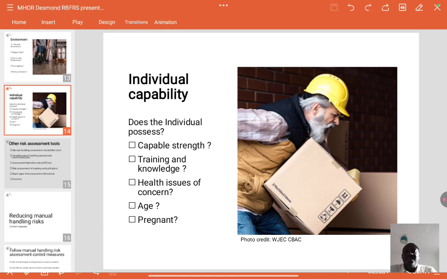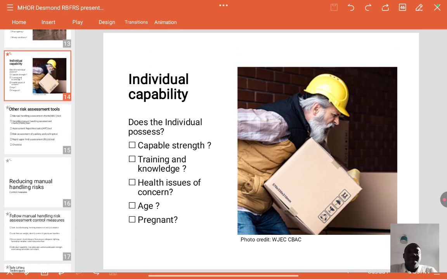Now, sometimes the employee may not be able to lift the load because his individual capability is not enough. That is when the employer comes in with teamwork or team manual handling operation: a team lift, a team push. That is, additional people are added to the job to make the task easy for the worker.